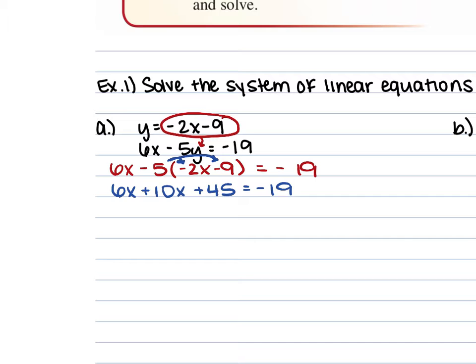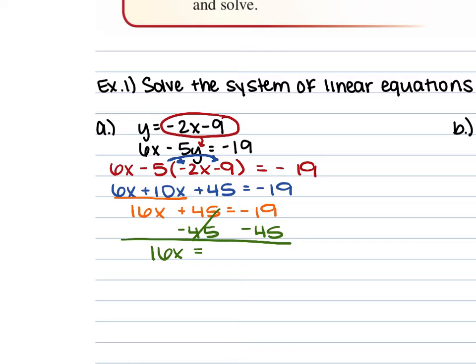negative 19. From here, you're going to combine your like terms. So the 6 plus 10 gives us 16x plus 45 is equal to negative 19. From here, you're going to solve for x. So subtract the 45 from each side. You have two numbers that are the same signs, so you're going to keep the sign and add the numbers. The 9 and the 5 give you 14. 4 plus 1 is 6. So from here, we can divide each of these by 16.